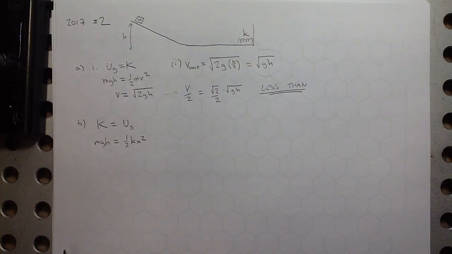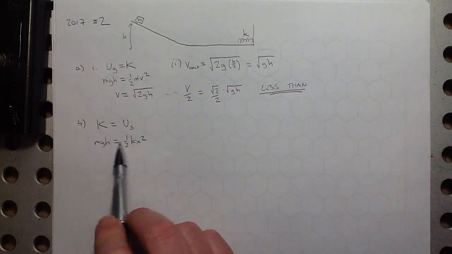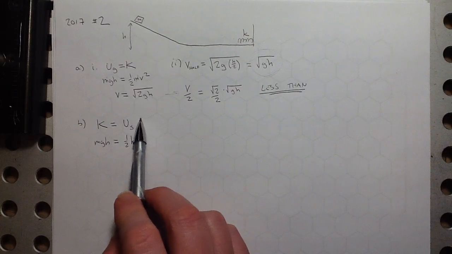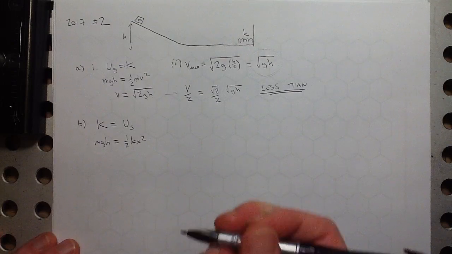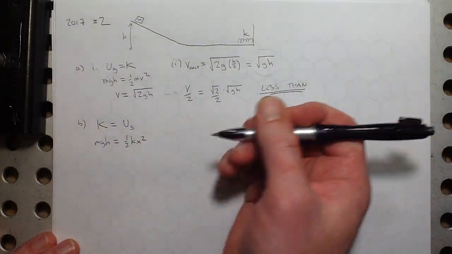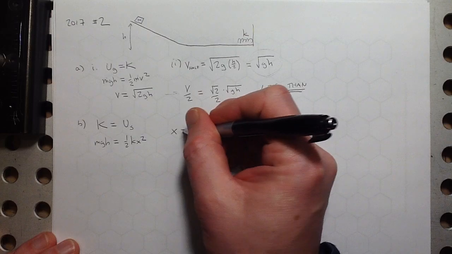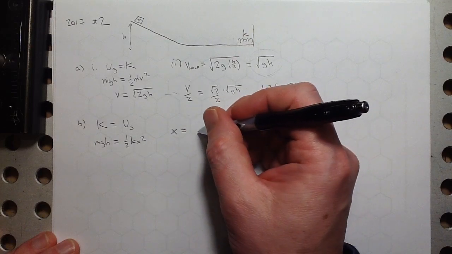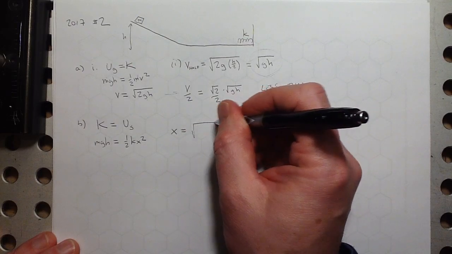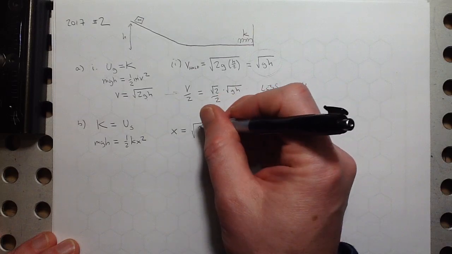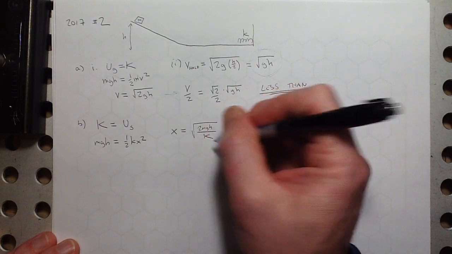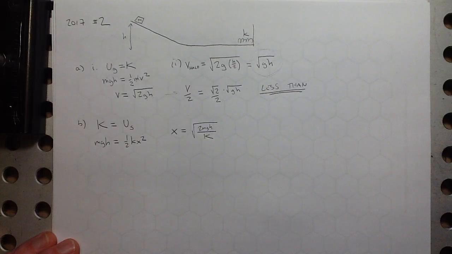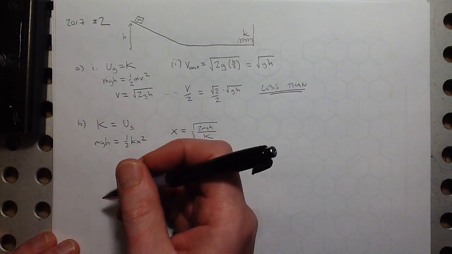Before that, there'd also be a little bit of kinetic energy. So if I set these equal to each other and there's no more kinetic energy here, that means it's all been absorbed by the spring. So it looks like that maximum compression x is equal to the square root of 2mgh over k. Just solving that for x.